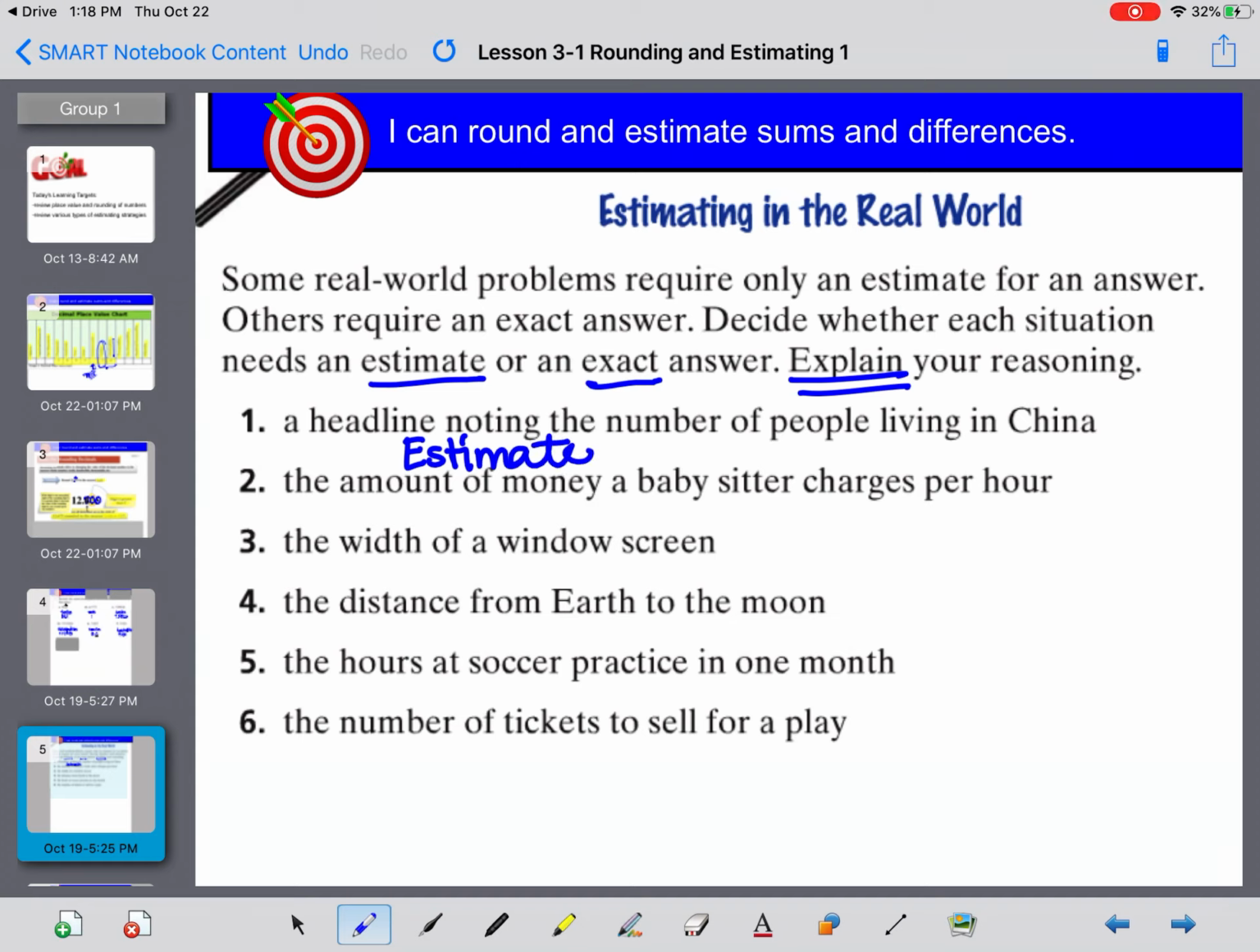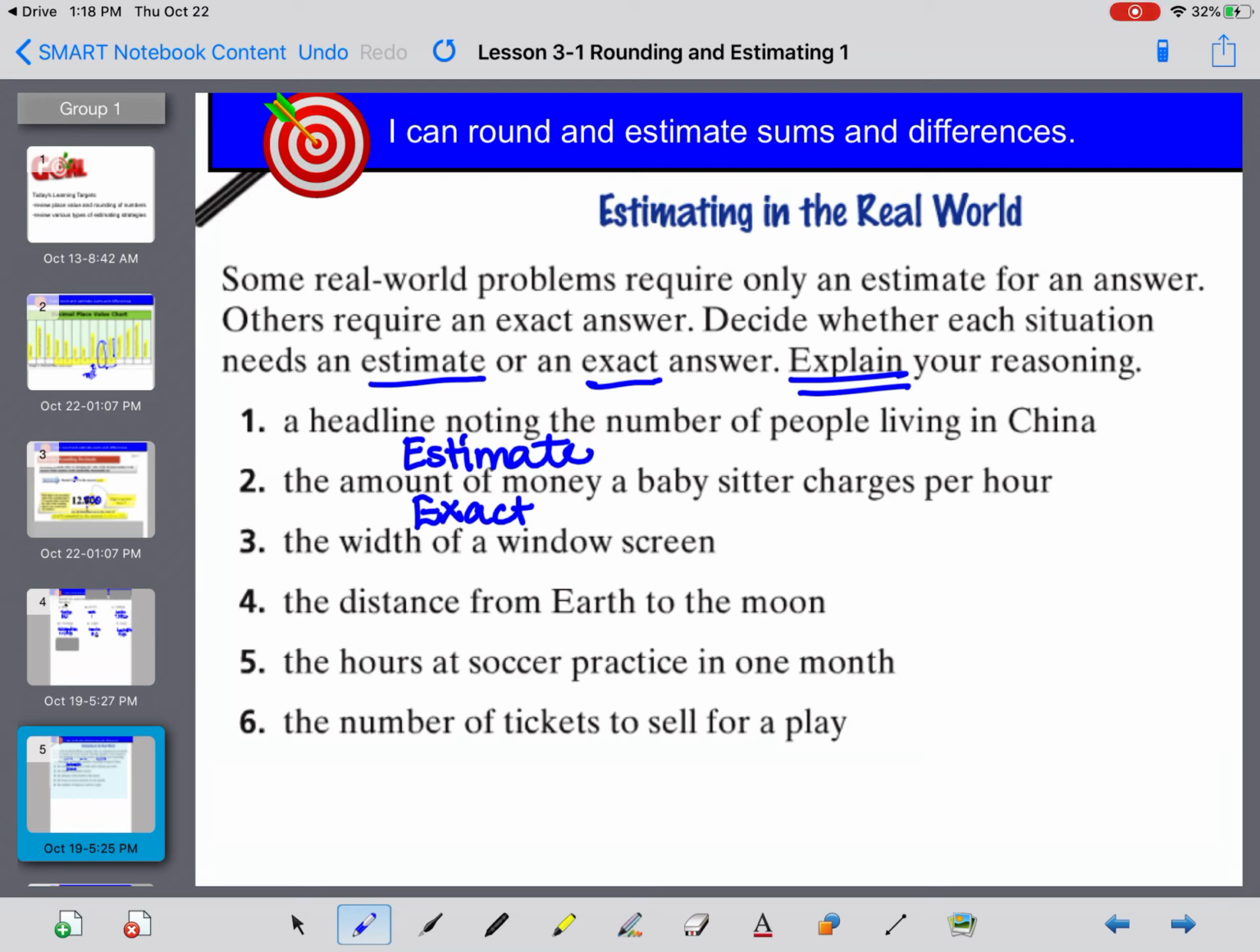Number 2, the amount of money a babysitter charges per hour. In that case, you would want an exact number because the babysitter will want the exact amount that she is owed or he is owed.